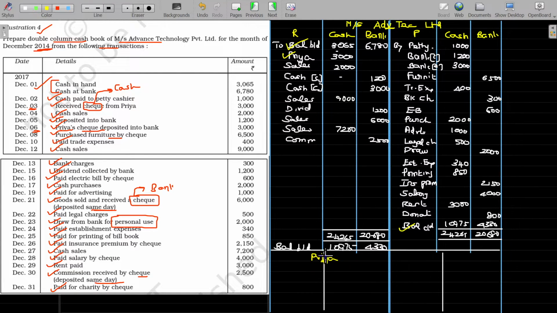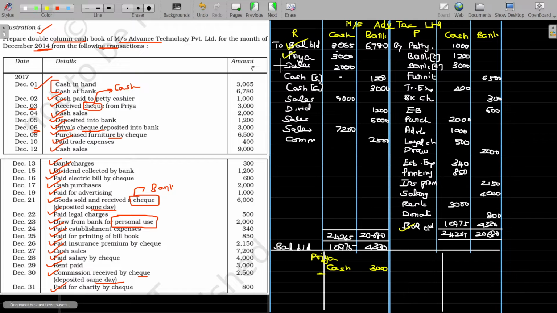Priya is in the debit side, so it will be posted in the credit side as by cash, the value being 3,000. And do you have Priya anywhere? That's all. I'm not tallying the ledger because the requirement in this question is just posting. You need to post. If they asked about the tallying, then you can tally, but I'm not going to tally that here.